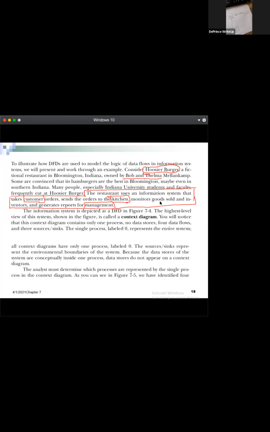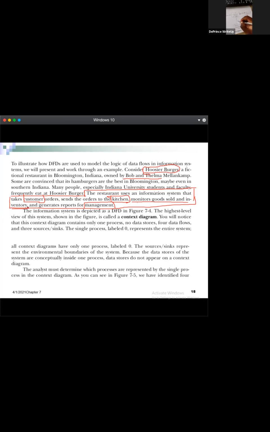And then it says it monitors the goods sold in the inventory and generates reports. So this is still the restaurant information system. All these processes are happening in here. We don't have to have many processes. We just need one process in the context diagram. This is the first level, usually depicted by 0. The single process is labeled 0 and represents the entire system. So everything happening inside the system, we don't break it down in the context diagram.